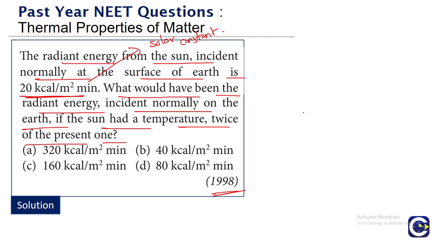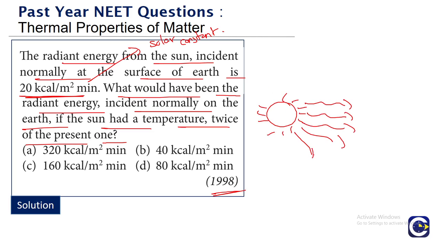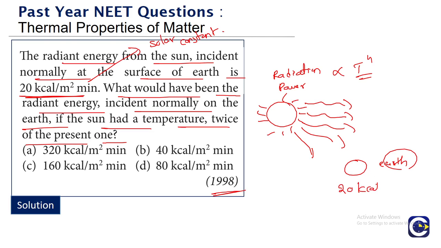See, the sun is radiating. It will radiate in all directions and part of it will come to the earth. So how much energy is falling on the earth will depend upon what is the radiation power at the sun. So we'll see the radiation power will be proportional to what? T power 4, where T is the temperature of the sun. So initially the energy reaching the earth is what? 20 kilocalories per meter square minute.